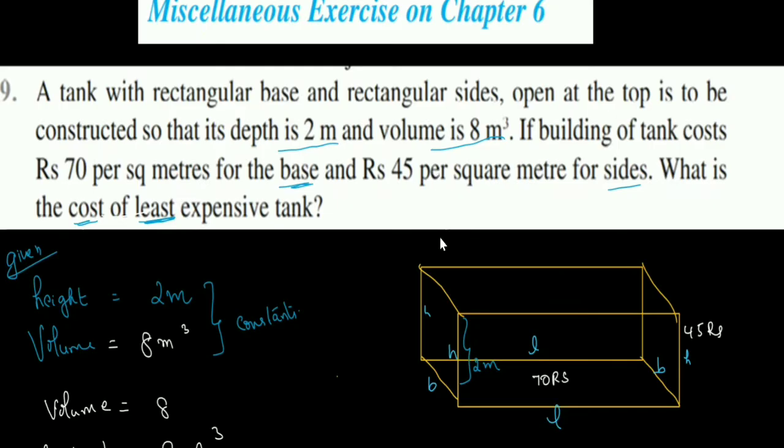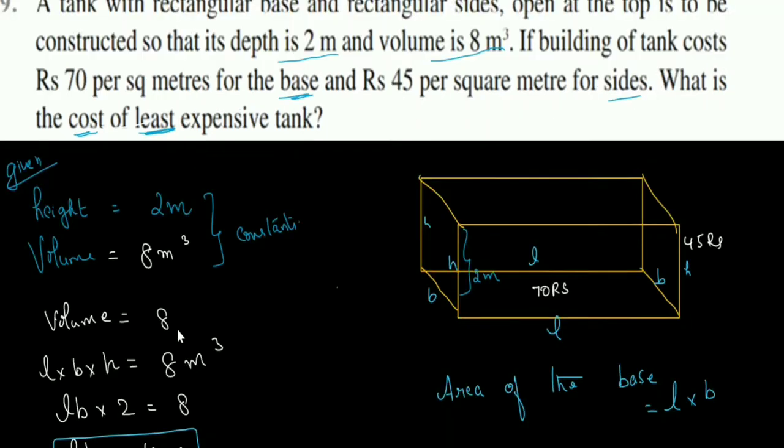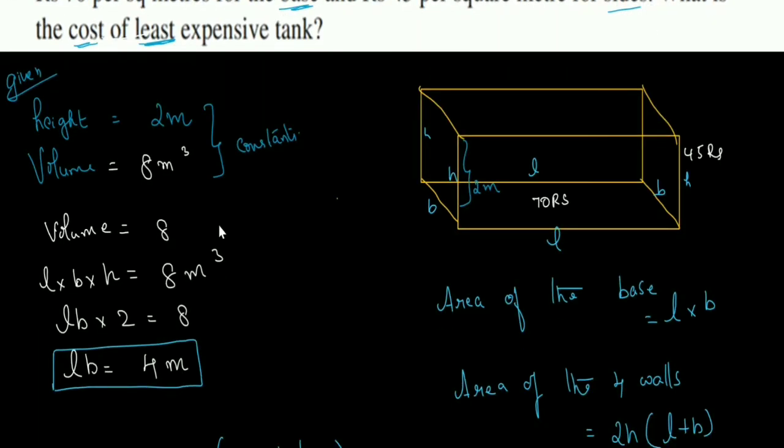So the volume is given. This is a rectangular tank, so the volume is length into breadth into height. The volume is given as 8 meter cube and the height is also given, so length into breadth is 8 by 2, that is equal to 4 meters, because height is given as 2. For the cost of constructing the base and the 4 sides, we need the area of the base. It is a rectangular base, so the area is length into breadth.